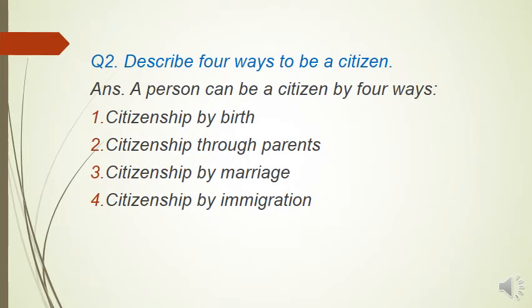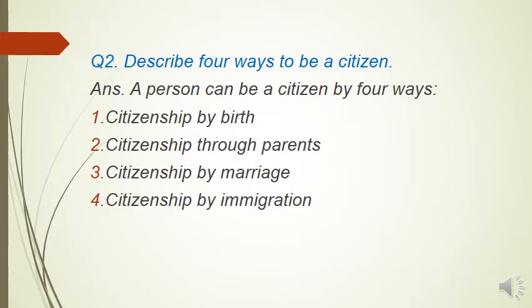Number 2, describe 4 ways to be a citizen. How can we be a citizen? The answer is, a person can be a citizen in 4 ways, which is explained in your book as well. Each and every country has different rules to offer citizenship to people living there. So these are the 4 ways to be a citizen. Number 1 is citizenship by birth, which is that if a person is born in that country, he will get the citizenship of that country.